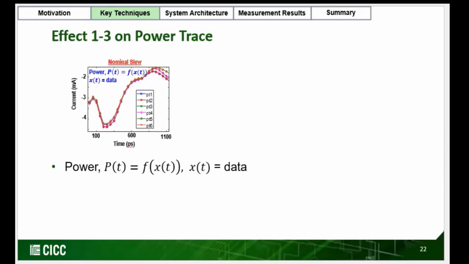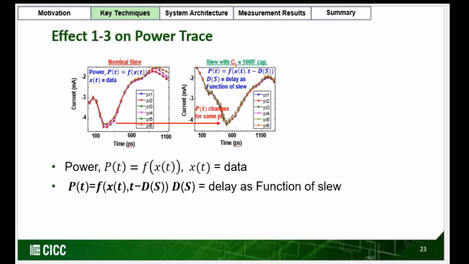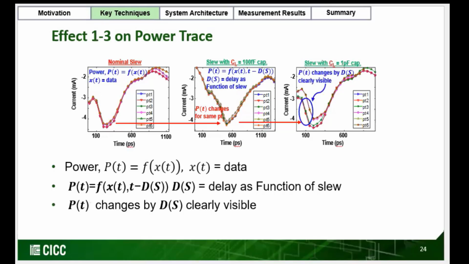Now, we plot time domain current traces with different 6 plain text here. And note that this is simulated trace, so we have just effect of 1, 2, 3 here. Here we can see power profile is a function of data. However, that 1-to-1 relation is broken when we introduce slew with 100 femtofarad cap. We can see it's not that straightforward anymore. Basically, power profile is now a function of data as well as a function of delay, which is function of slew. This becomes very clear when we further slew it with a bigger cap with 1 picofarad capacitor. Now we can clearly see that different plain text is distinguishable in different way, and it's not just function of data anymore.